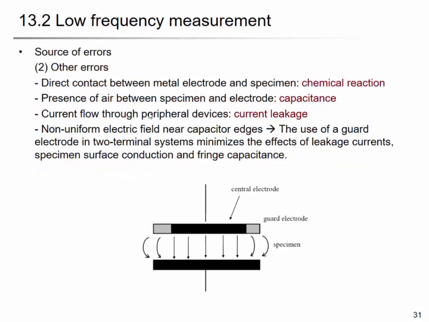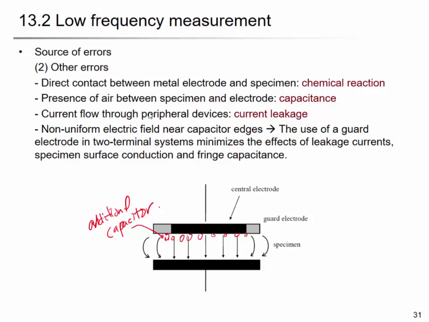And the other error is the direct contact between metal and electrode, and there could be some chemical reaction. And also you may have some air bubble or air gap between the specimen and the electrode. In this case, the charge can be stored at this air bubble, so this will act as an additional capacitor. So this is another source of error.